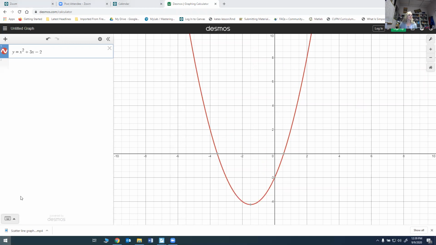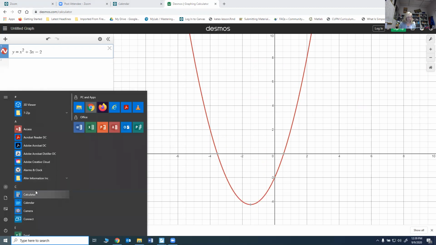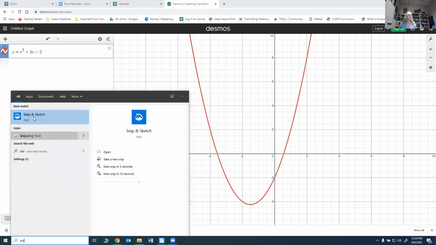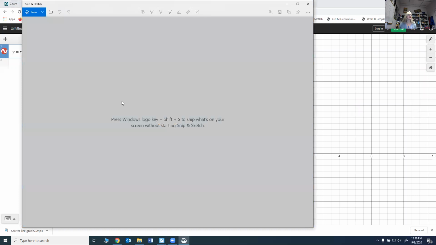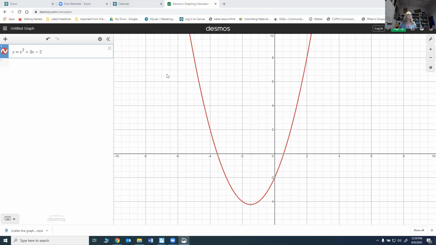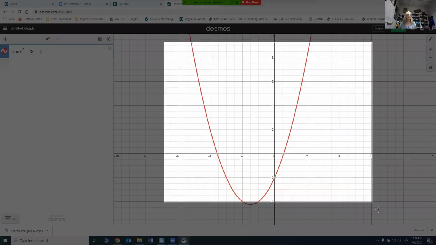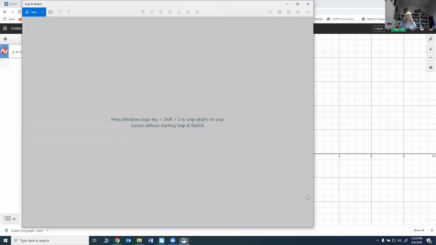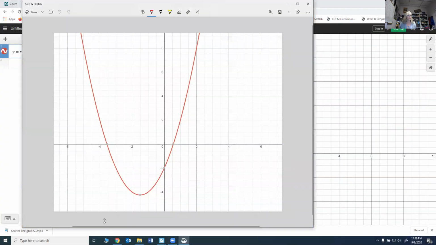I'm going to go ahead and take this graph, snip it, and bring it into my notes.